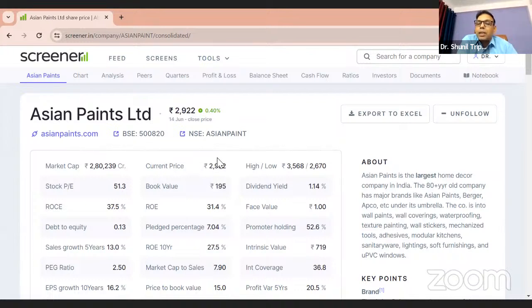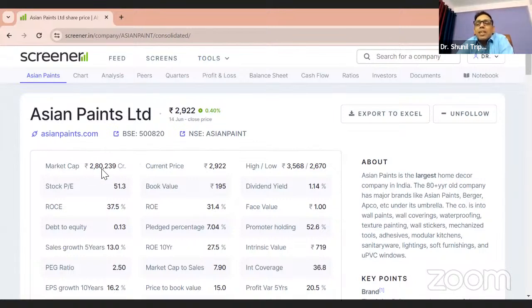2,922 is the current price of the share. If I multiply this 2,922 by the number of shares, I will get the market cap. That means if this company has X number of shares, and X is multiplied by 2,922, I will get 2,80,239. That means this much is the value of the company if I have to buy the whole company today. Okay, this is the theoretical concept.